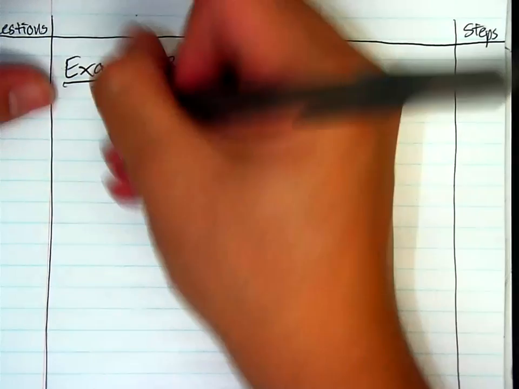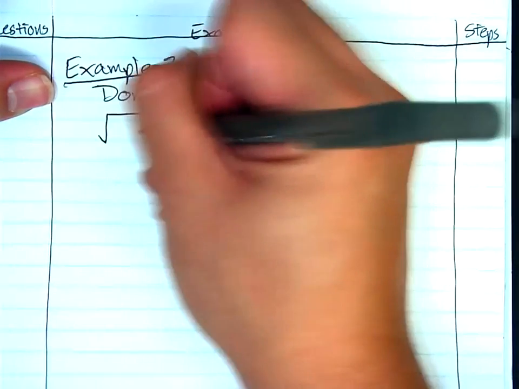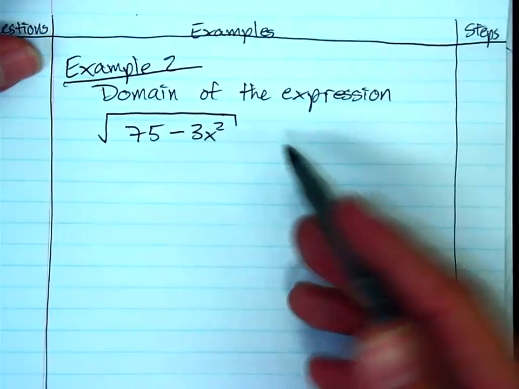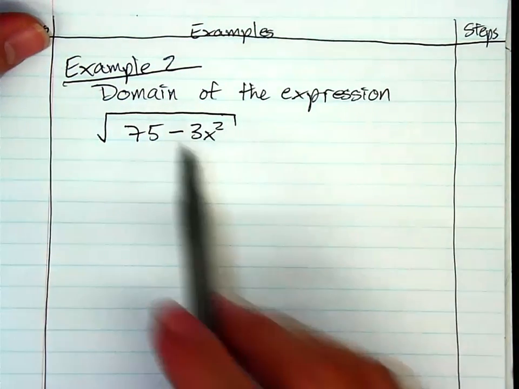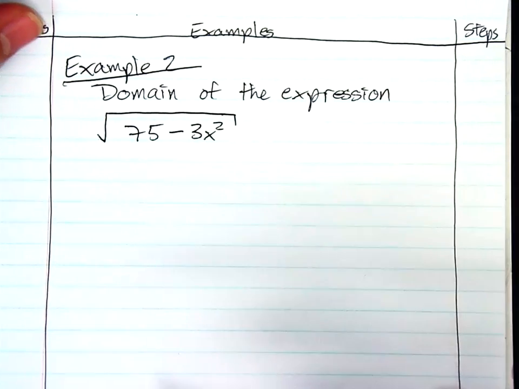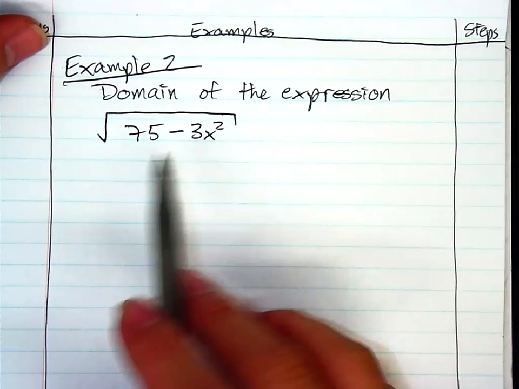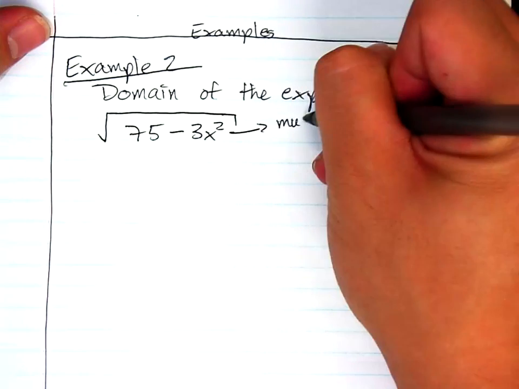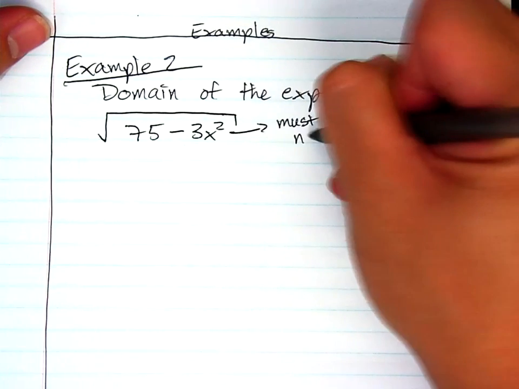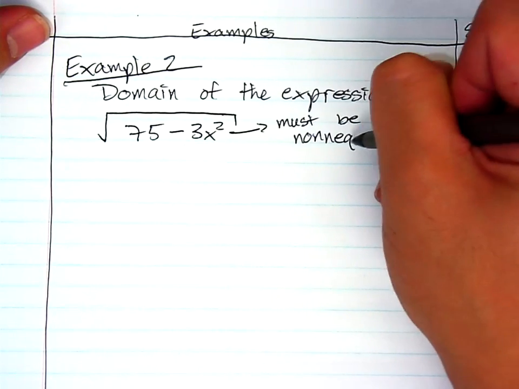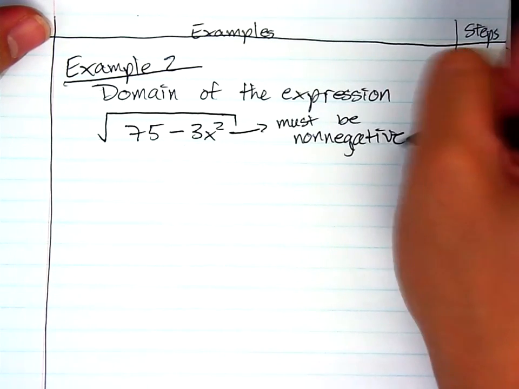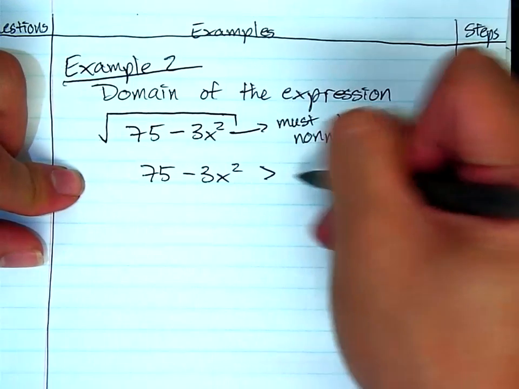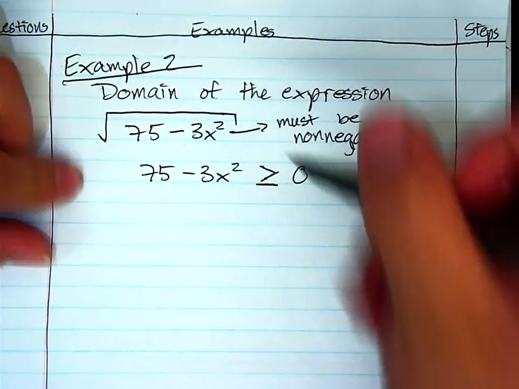Okay, so here we need to have the square root of 75 minus 3x squared, and we are looking for the domain, in other words, what x can be. Now, as we know, if we're taking the square root of something, if we want a real answer, this expression on the inside must be non-negative. And since we've been working with inequalities the entire time, we want it to be an inequality, so we'll set this as 75 minus 3x squared greater than 0. It's also going to be equal to, because you can take the square root of 0.